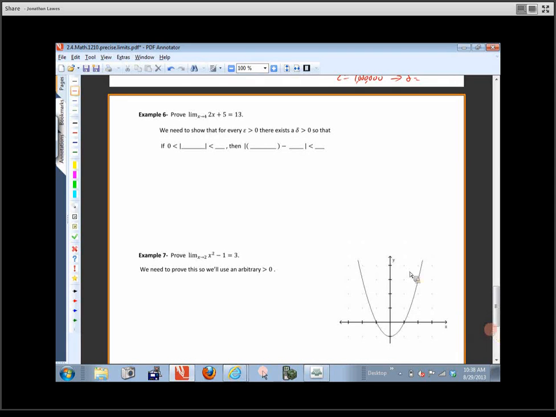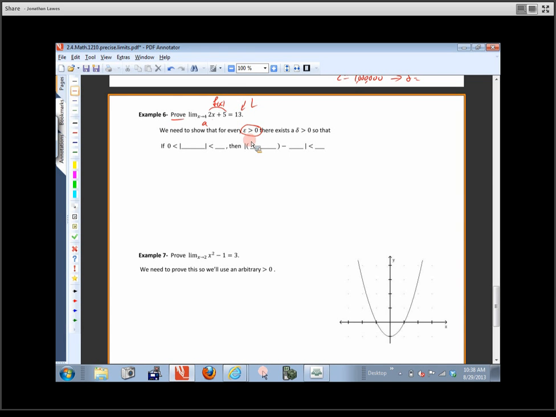Okay, so we want to prove, not just show, but prove, that the limit as x approaches 4 of 2x plus 5 is equal to 13. So there's f of x. That's the limit. And that right there is a. What are we missing? Well, we've got to find delta, or at least a rule for delta. And we need epsilon. If you're proving, you're using an arbitrary epsilon greater than 0. So all 4 things that we need are right there.